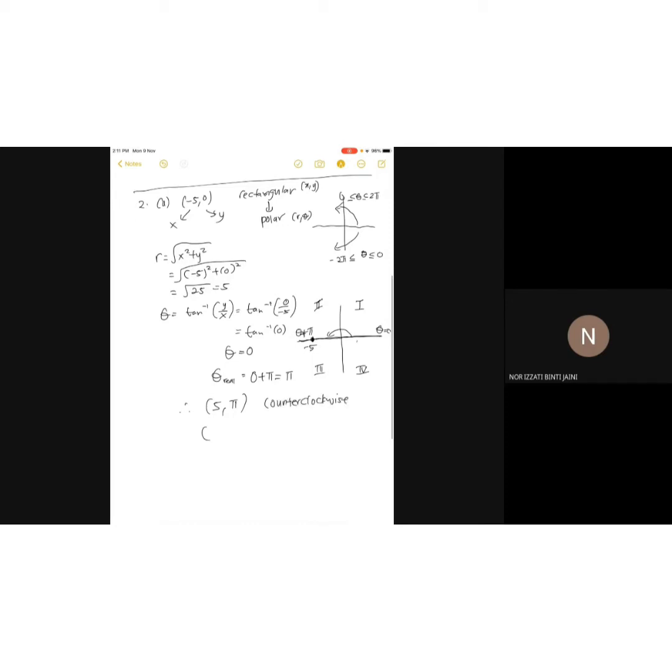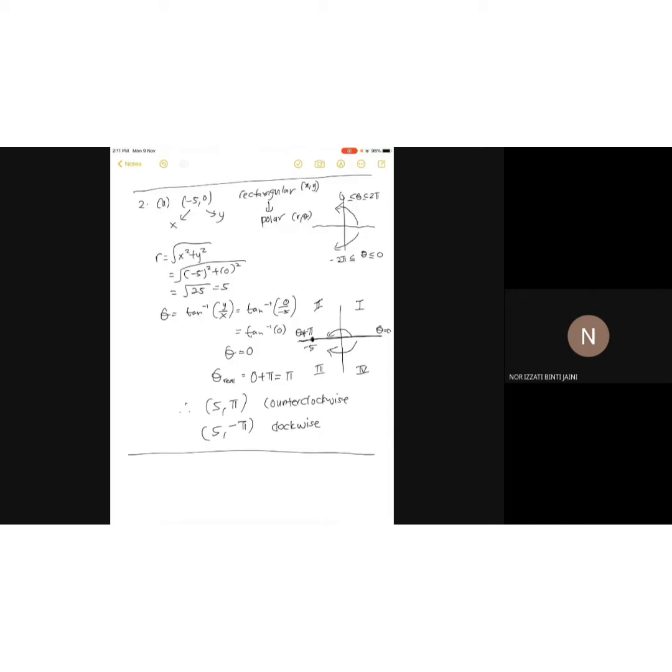If clockwise, then dia pergi daripada bawah lah, which is 5 negative 5. So dia ada dua direction yang dia nak. Because the first one dia nak yang counterclockwise, second one dia nak yang clockwise. Okay, so the same goes with B dan C. Ni cara buat dia, yang lain tu semua sama saja.